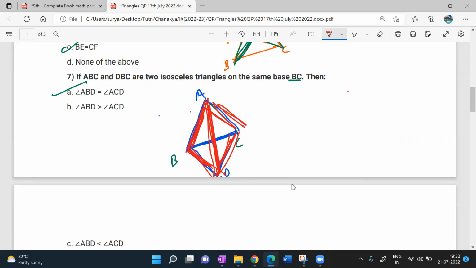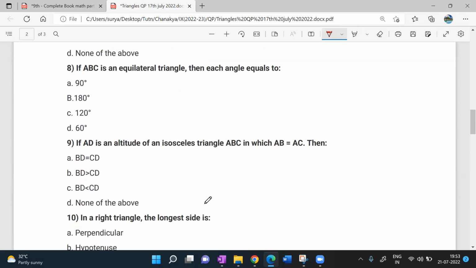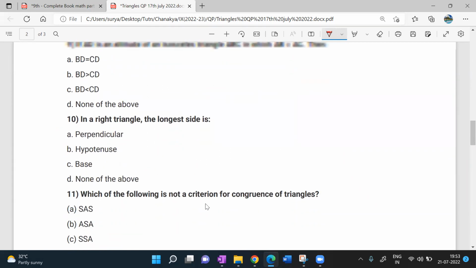And this is the common side. So by using CPCT, I can say that angle ABD is equal to angle ACD. This angle will be equal to this angle. Very simple. Hope you are getting my point. Next, ABC is an equilateral triangle, so each angle would be 60 degrees. Next, ninth question.